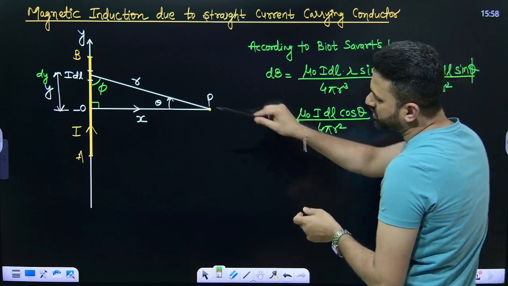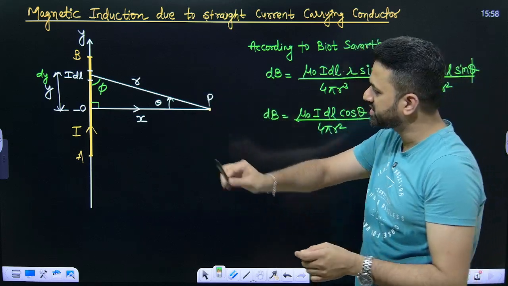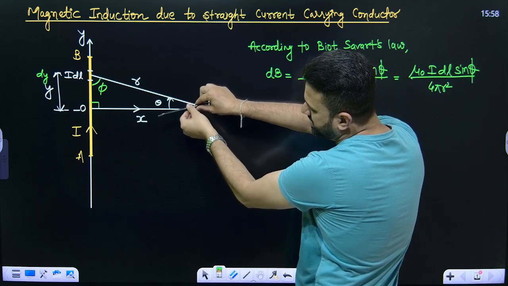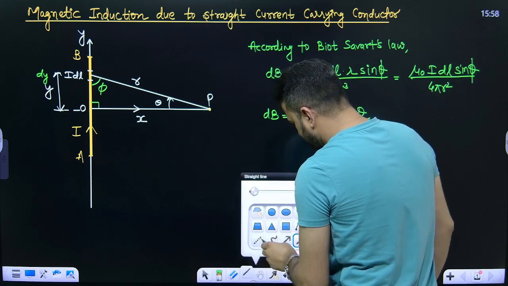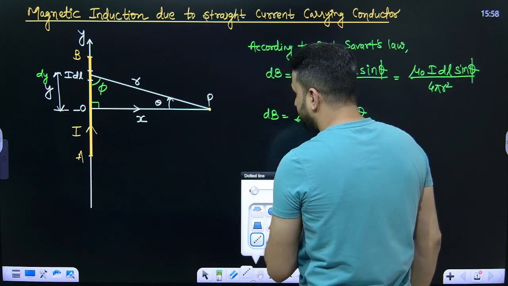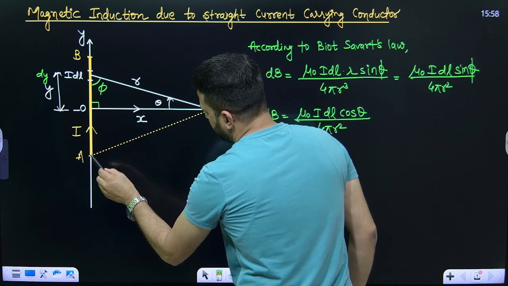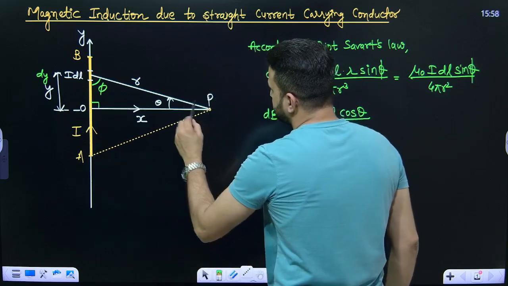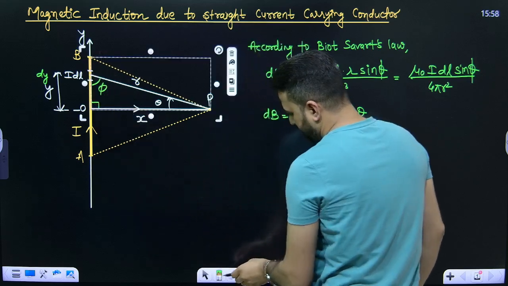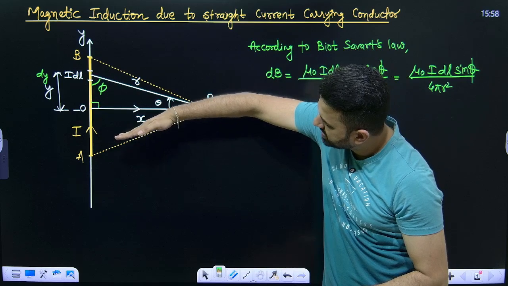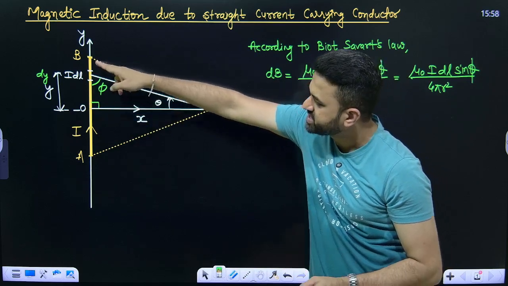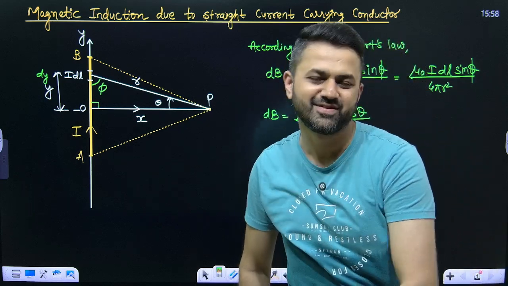If you want to cover the entire length of the conductor, we have to vary theta. When I keep this dotted line somewhere here, from this to this point you can see that this is one angle, and if I rotate like this, then I can reach up to the maximum length of the conductor.